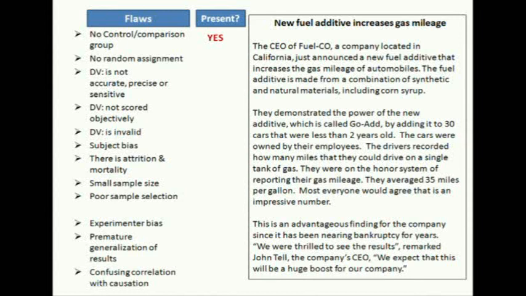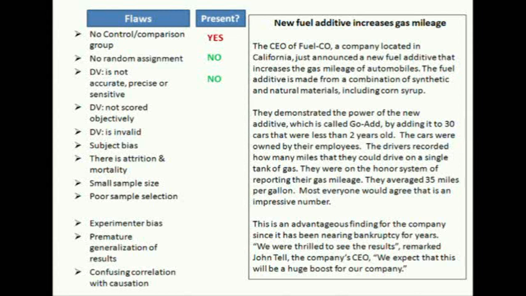And there was no random assignment. Hey Amy, would this be a flaw? No, because there was only one group. You need to have more than one group to have no random assignment to be a flaw. Because the dependent variable is the number of miles per gallon, there is no reason to think it is not sensitive, precise, or accurate. So that is not a flaw.